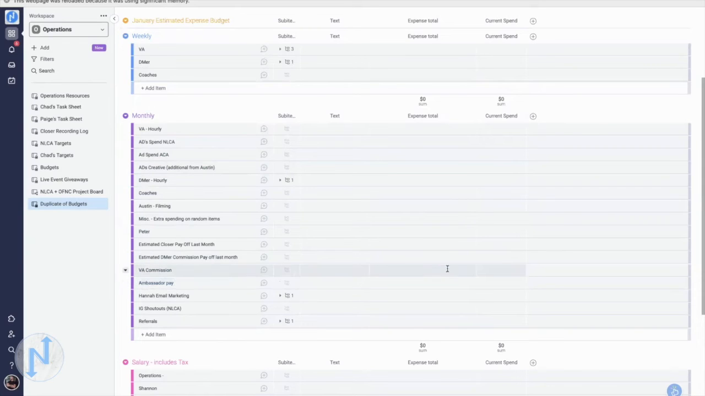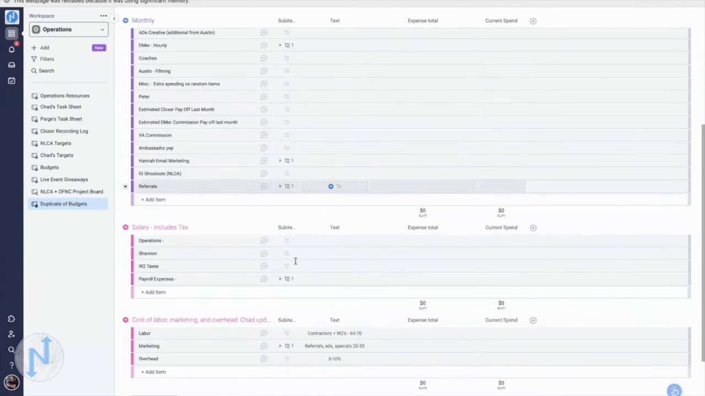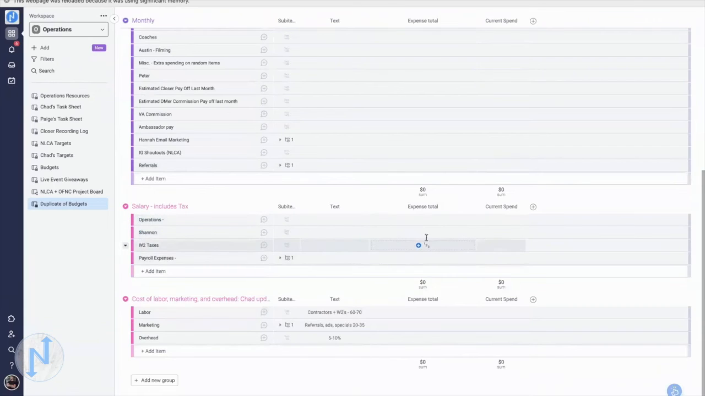We have ambassadors, so we put that budget here. We have someone who runs our email marketing, so we put that budget here. We do IG shoutouts, so that budget's here. Referral budgets is here. We have W-2 employees, so their budgets are here. And then we have the breakdown of the labor, marketing, and overhead, right?